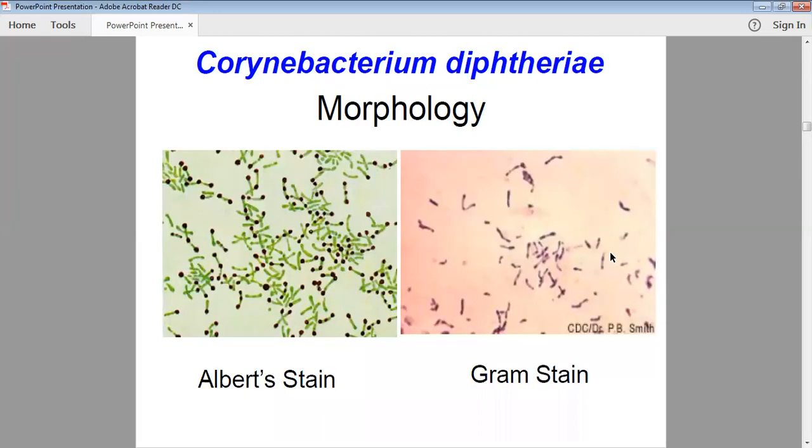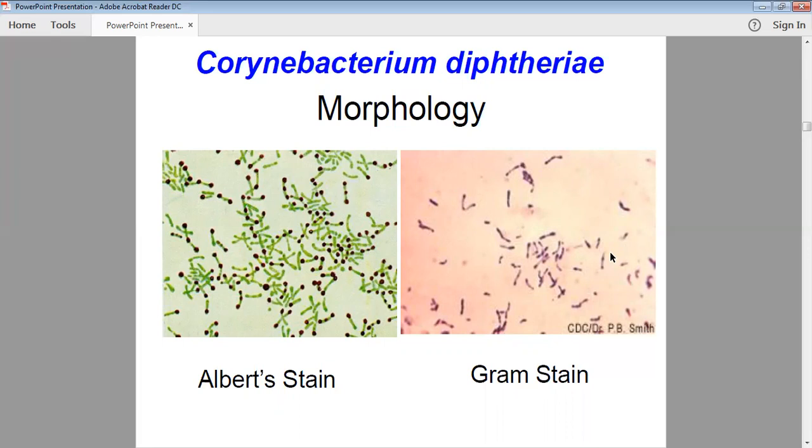Okay, so these are the points we are going to discuss in the class. First, the causative organism Corynebacterium diphtheriae: how it looks, what its properties are. Second, the etiopathogenesis of diphtheria. Third, the laboratory diagnosis of diphtheria. And the last one is the prophylaxis of diphtheria.